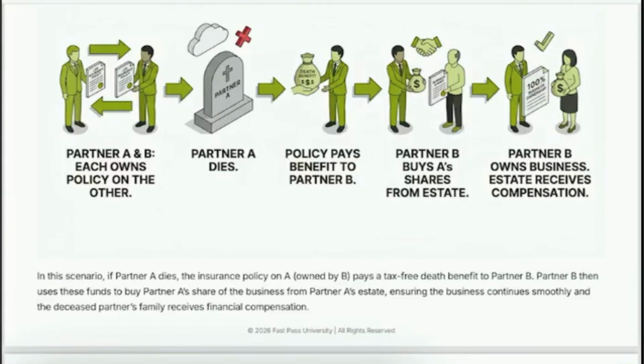But in this scenario, if partner A dies, the insurance policy on A, which is owned by B, pays a tax-free death benefit to partner B. Partner B then uses these funds to buy partner A's share of the business from partner A's estate. You can see now why an attorney in fact needs to be monitoring and managing these, because that person could just take that money and not give it to that person's estate. But that's what has to be done. That's what's put in place. So it ensures the business continues smoothly, business continuity, and the deceased partner's family receives financial compensation.